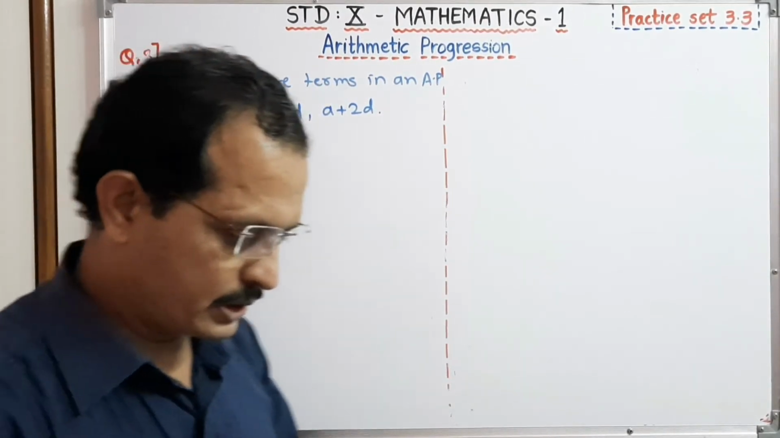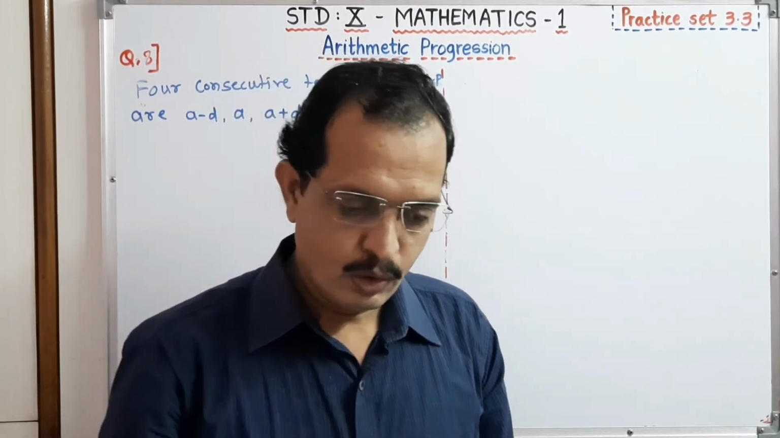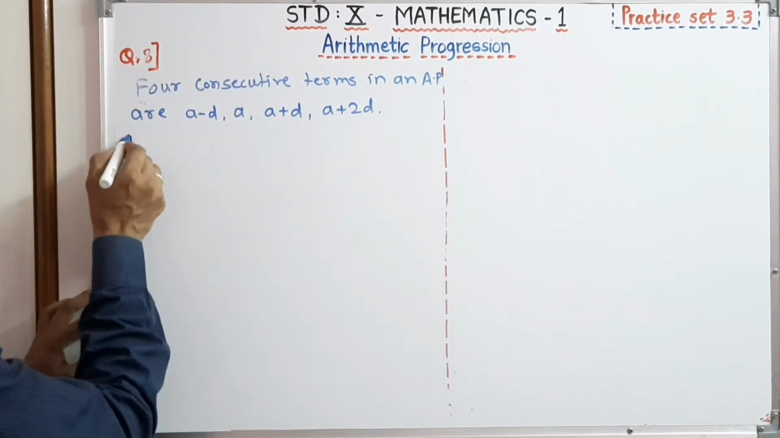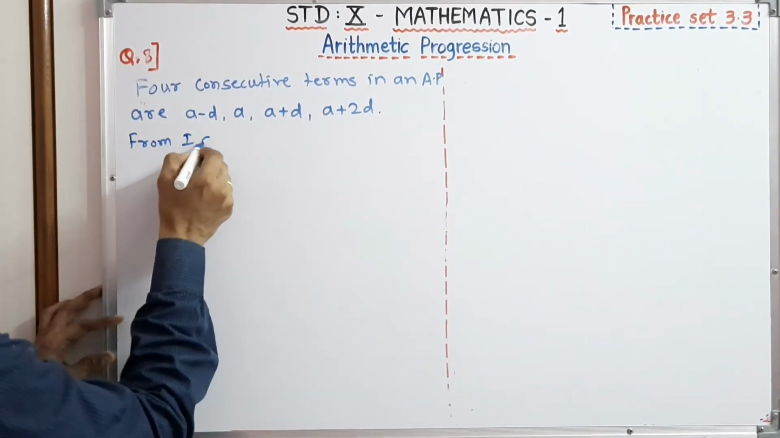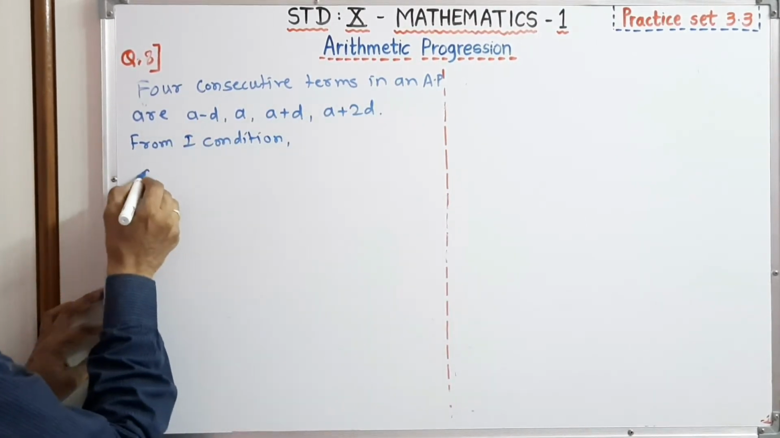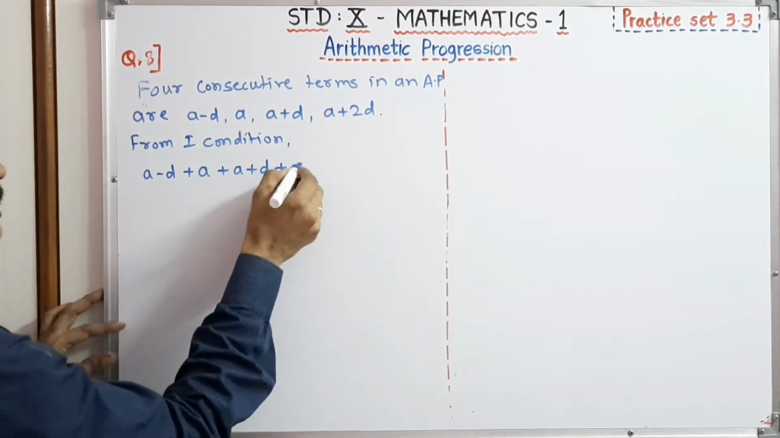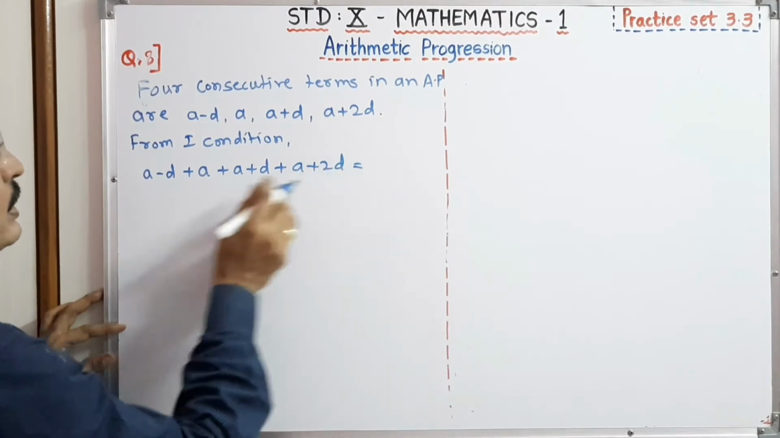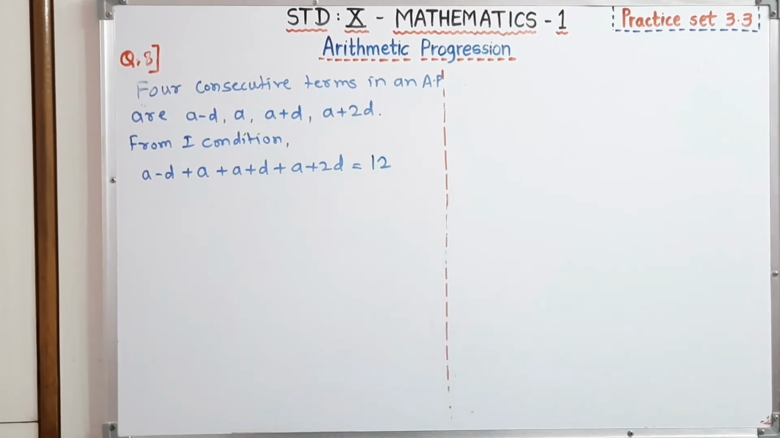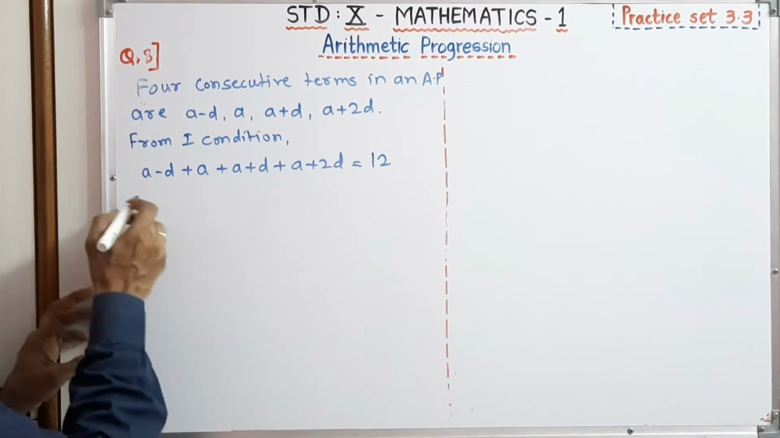Now see the first condition. Find 4 consecutive terms in AP whose sum is 12. That means from the first condition, the sum of all these numbers, that is a minus d plus a plus d plus a plus 2d, the sum of all these numbers is 12, and the sum of third and fourth term is 14. Before that we have to solve this.